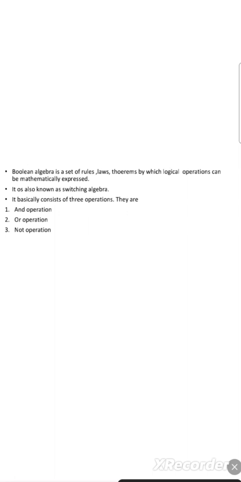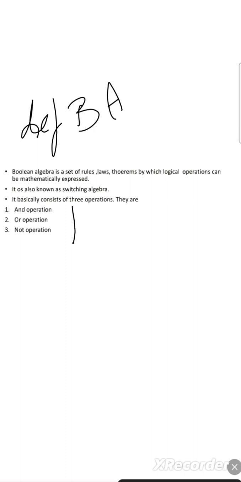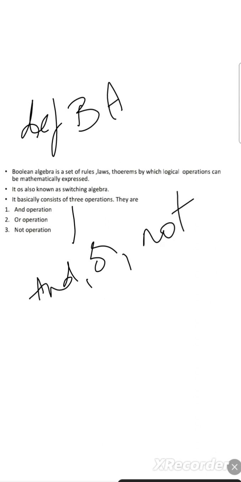In the previous video, we discussed the definition of Boolean algebra and the types of Boolean algebra. We had AND, OR and NOT operations. Okay, let's discuss the AND operation.